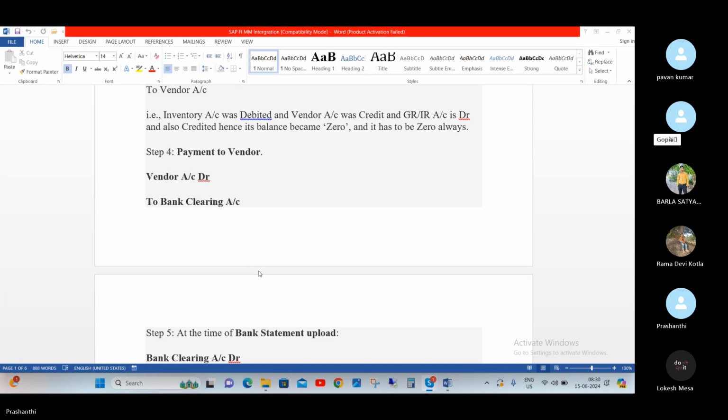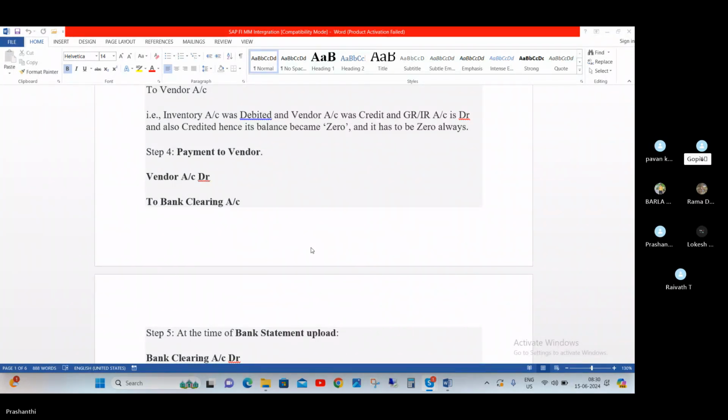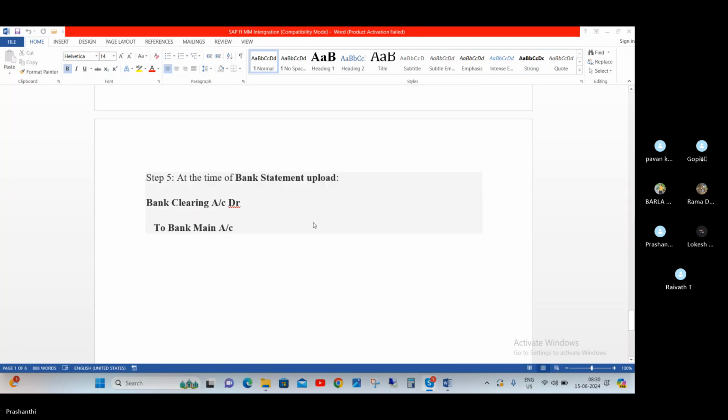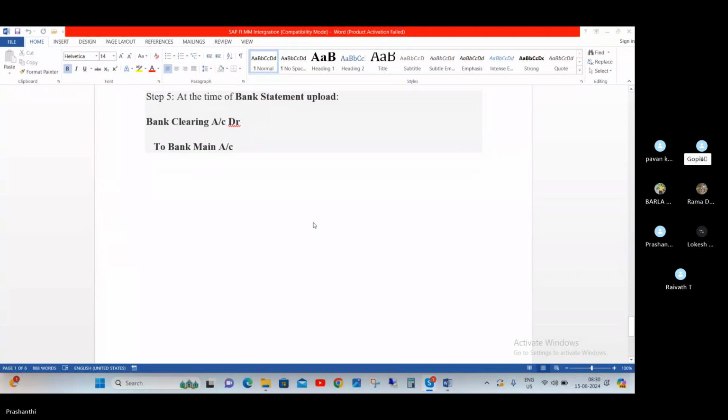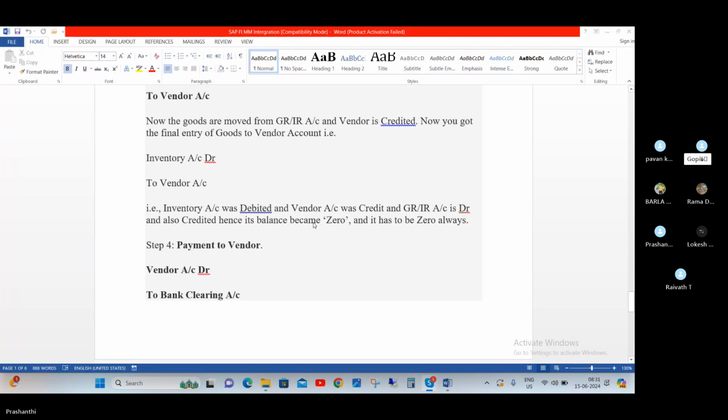Coming to the payment. Once the invoice is okay, we need to do the payment. That will be when the bank statement is uploaded, bank account clearing debit to main bank, right? So this is all about the FICO area.